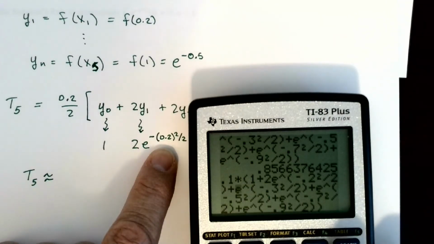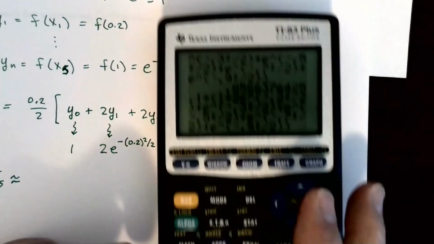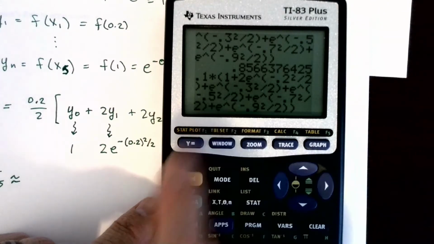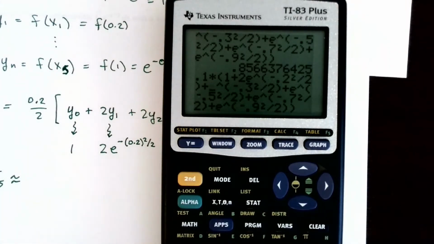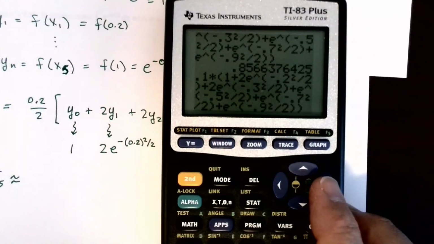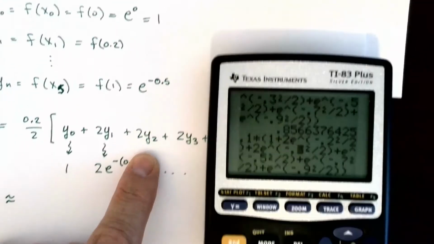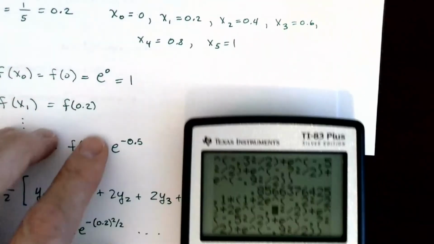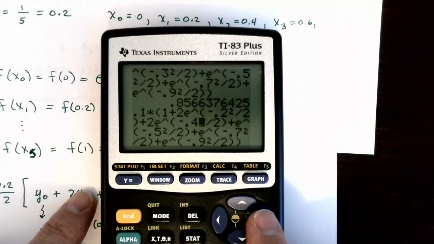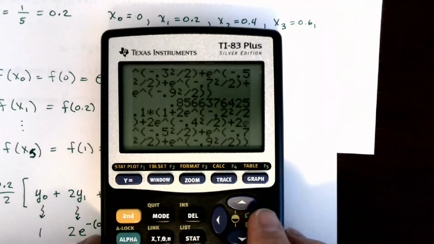Okay. Then the next one will be 2y sub 2, so I need to insert, and when I'm inserting, if you don't know, second INS will change your cursor to the underscore, where I can edit that. 2 times e, and this time, what's the y sub 2? It's f of x sub 2, which is 0.4. So I need that to be 0.4. And then second insert again, I need a 2.